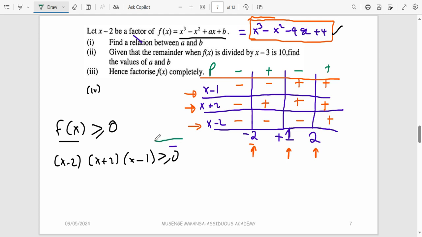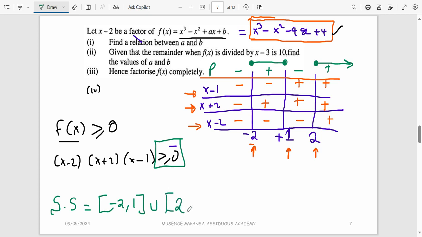Now look, we want where it is greater than or equal to 0. Greater than means positive. And remember, it's greater than or equal to. So our solution set is going to be between here, and also from here, going in this direction. And normally in this question you find the marks and those marks. So therefore, the solution set is going to be, you can see it's closed because it was greater than or equal to, from -2 to 1, union from 2 to infinity. This is going to be the answer.